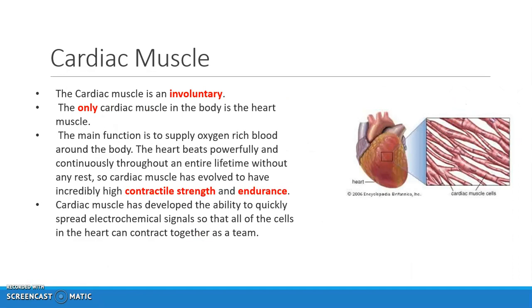The cardiac muscle is involuntary and has evolved to pump blood throughout the body. The only cardiac muscle in the body is the heart, and it makes up most of its mass. The main function is to supply oxygen-rich blood around the body. The heart beats powerfully and continuously throughout an entire lifetime without any rest. So cardiac muscle has evolved to have incredibly high contractile strength and endurance. And because the heart maintains its own rhythm, cardiac muscle has developed the ability to quickly spread electrochemical signals so that all the cells in the heart can contract together as a team.